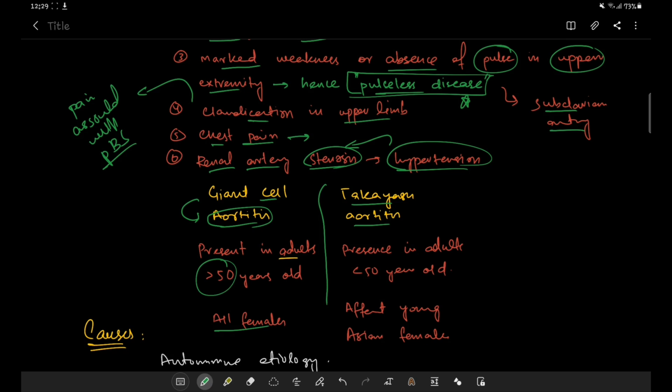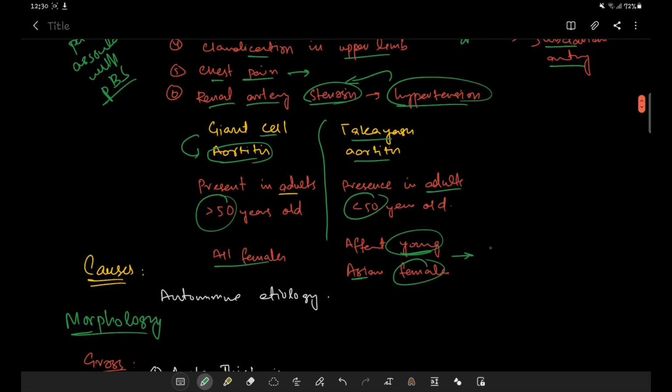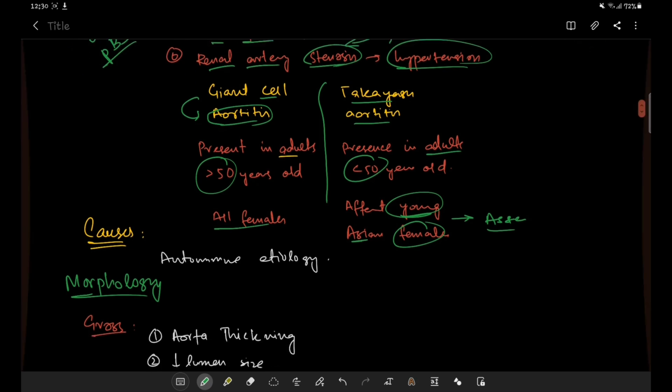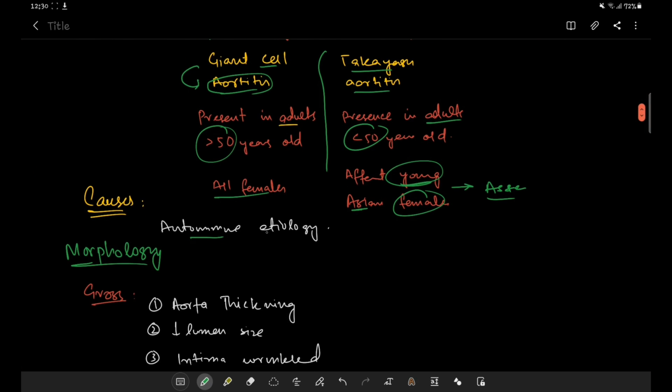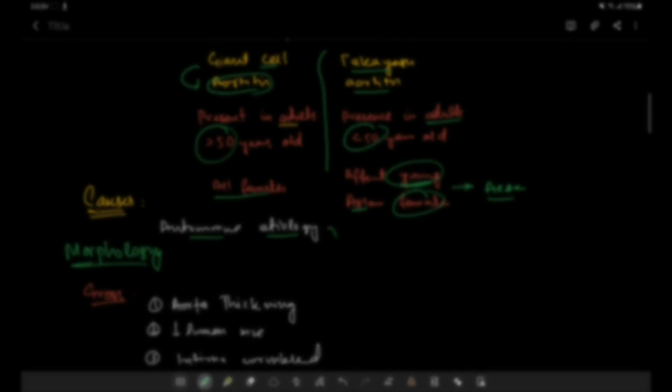In contrast to this, Takayasu arteritis, क्या होता है? इट मेनली अडल्ट में होता है लेकिन बिलो द 50 ईयर्स ऑफ एज। और ये क्या होता है? It mainly involves young Asian females, young Asian females. Its prevalence is much more in Asian and young females. Coming towards its cause, it has mainly an autoimmune etiology.